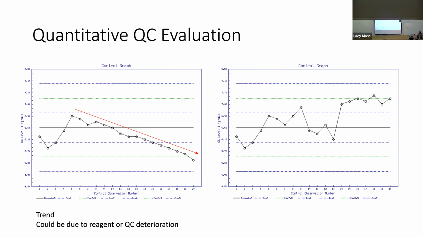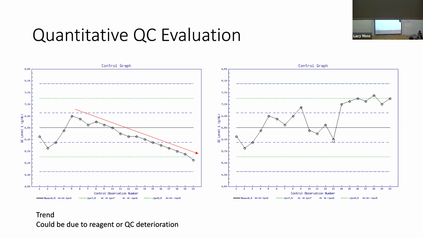This is where you can look at different levels of QC. Is it only affecting one level? Is it affecting both levels? If it's affecting both levels, you're like, okay, it's probably something with the instrument. If it's just affecting one level, it's like, okay, it's probably something just with that one level. Then you make a new vial of it.